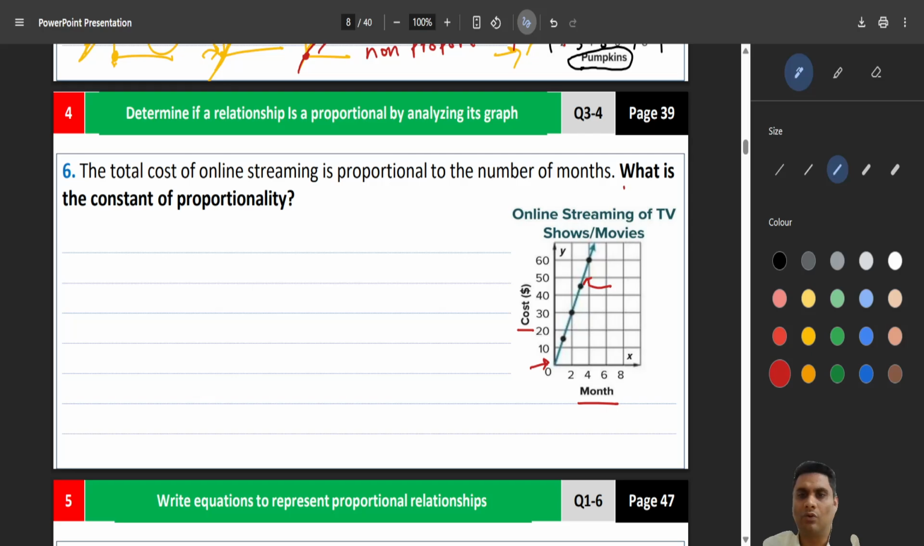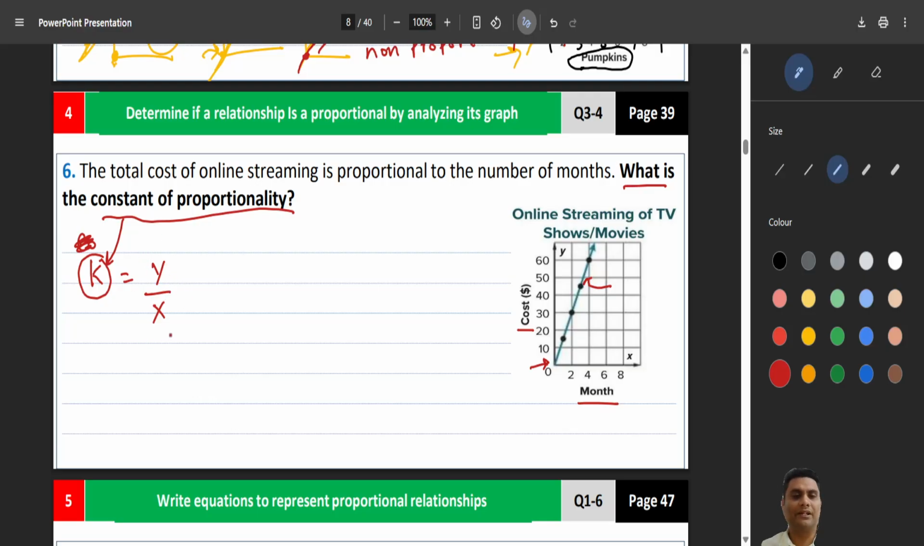Now he said, what is the constant of proportionality? See, if a graph is proportional, how will you find the constant of proportionality? The short form for this is k, so I will represent it by k. k means constant of proportionality. Constant of proportionality is always y divided by x, y over x. If you do this, you will get the constant of proportionality.